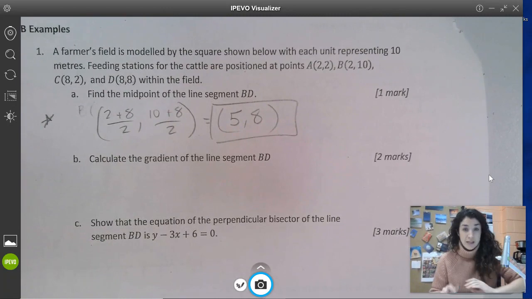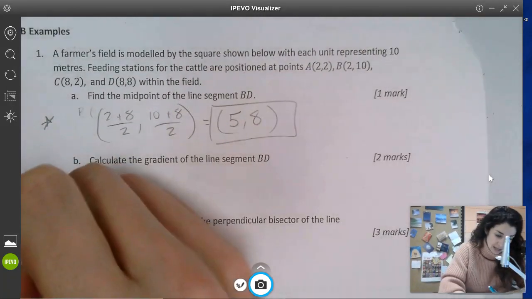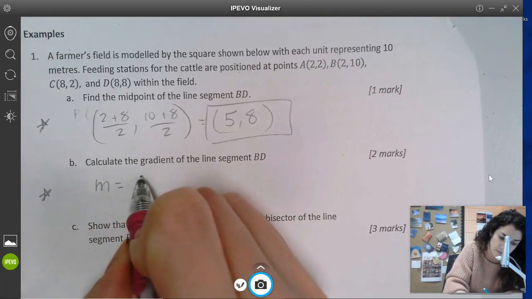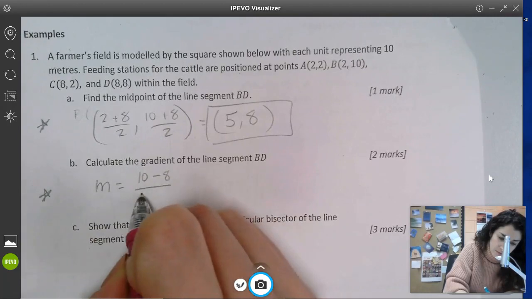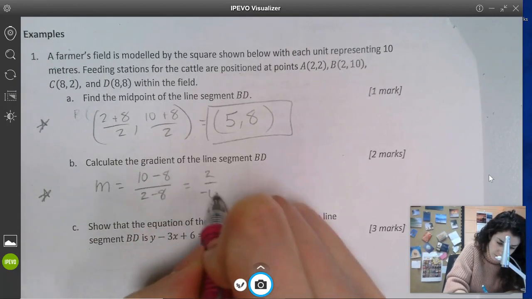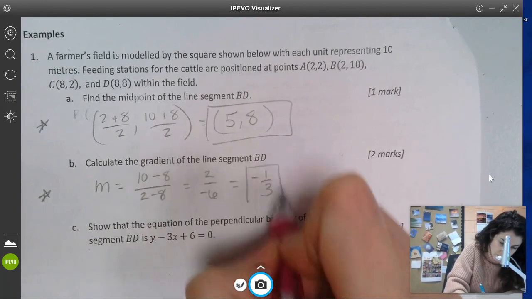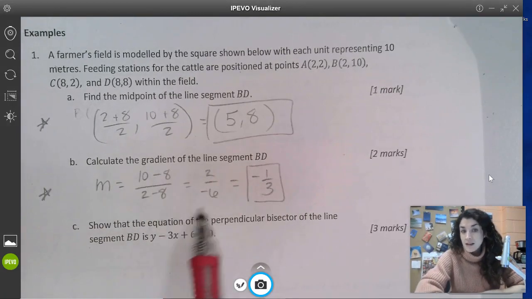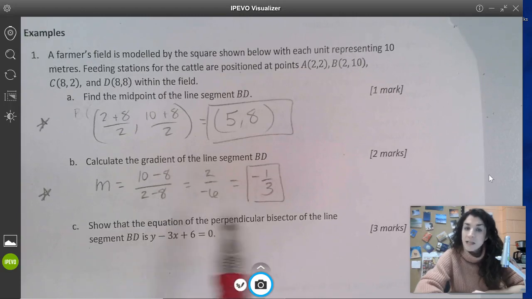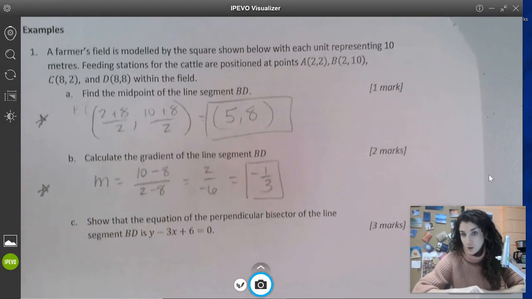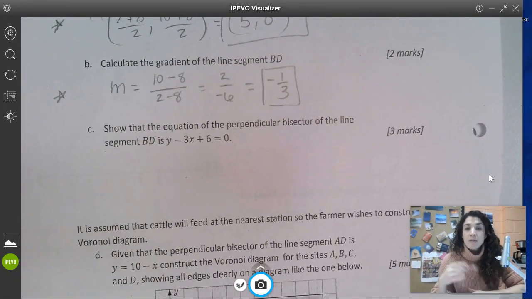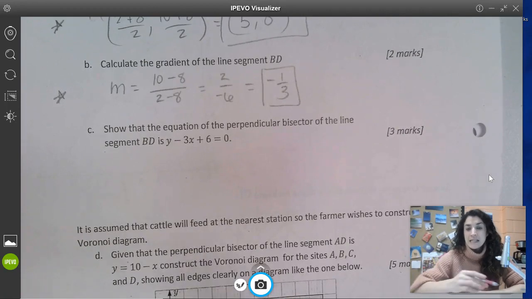It then says to calculate the gradient, in other words, the slope of that. I think you can do that on your own. You could have left it as 2 over negative 6, or you can leave it as negative 1/3. You get a method mark for plugging these values into the slope formula, and then you get an accuracy mark for getting the correct answer. 2 marks.